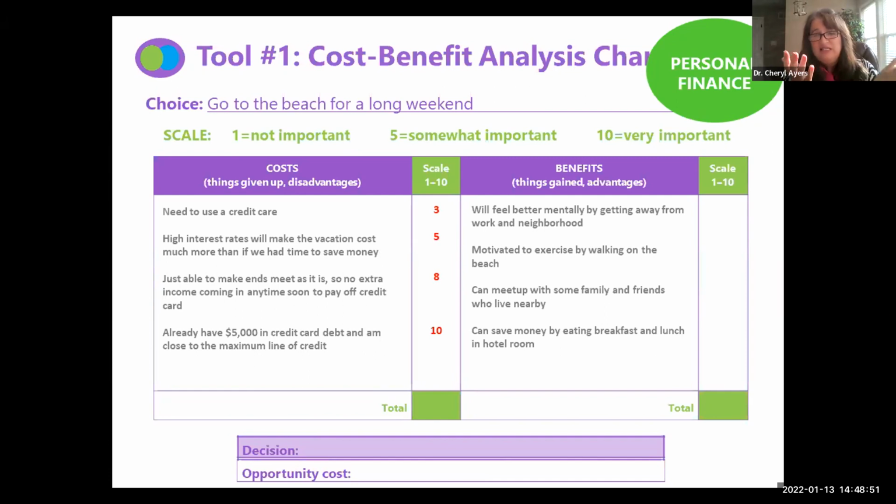So you can see, for the whole idea of using a credit card, I just gave it a 3 because, yeah, that's important, but it's not that important since I use my credit card to pay off a lot of things. But I gave the bottom one a 10, this whole notion of being close to my credit card max. That's a bigger deal to me, so I gave it a 10.